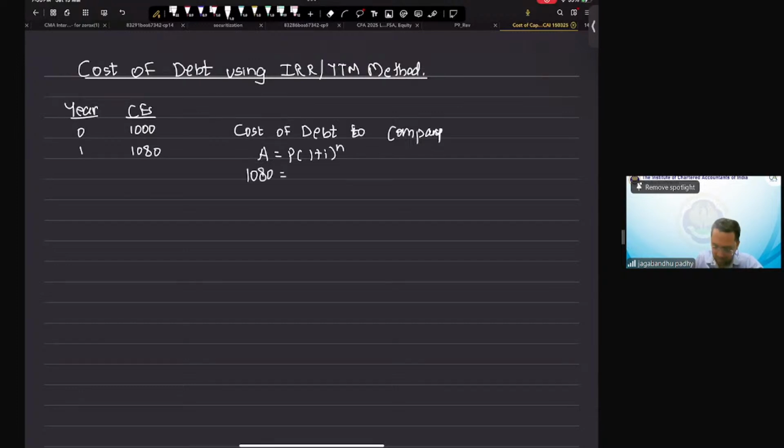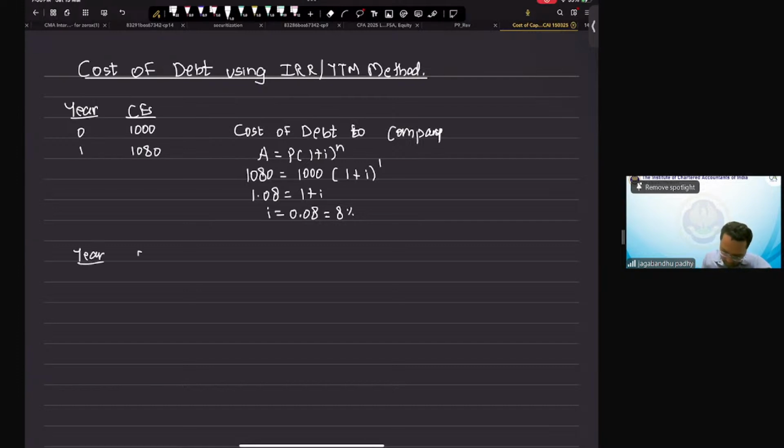The A is 1080. This is equal to principal of 1,000 into 1 plus I raised to 1, because the tenure is 1. So 1.08 is equal to 1 plus I. I will be 0.08 or 8%. It is simple.